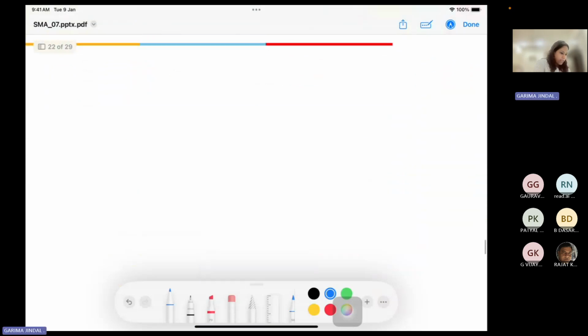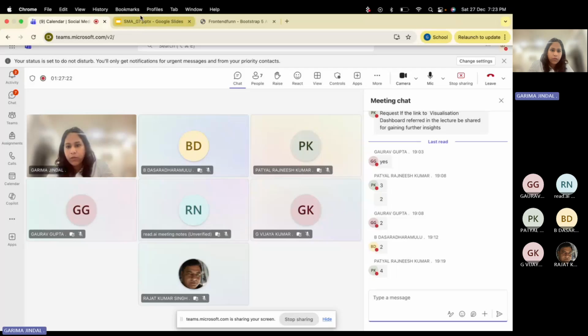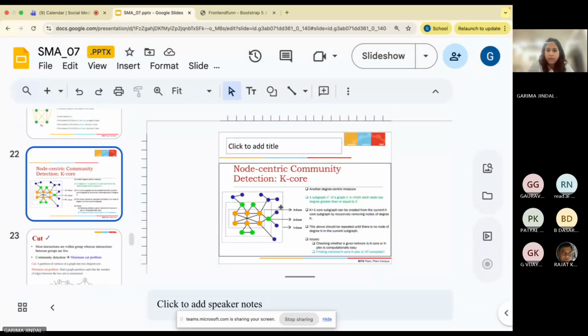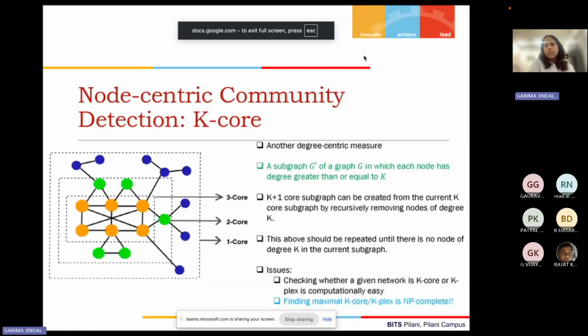So there is another definition that is missing. I'll show you in the slides. Okay, so then this is the last node-centric measure that was used for community detection. Okay, so what they used is the definition of K-core.